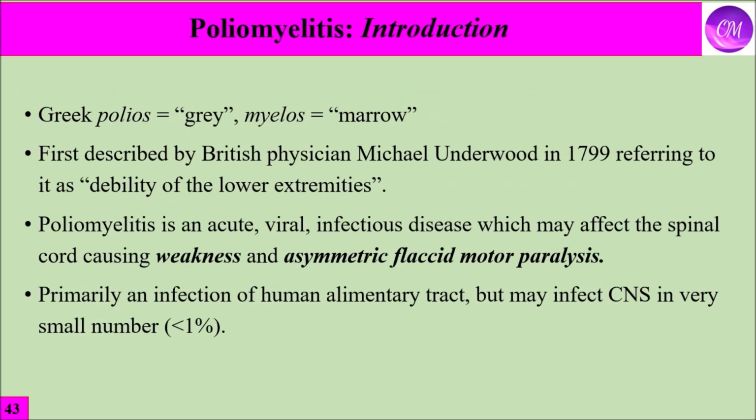Now let's continue with the poliomyelitis, or shortly we call it polio. This term is taken from the Greek, that means the gray marrow. First described by British physician Michael Underwood in 1799, referring to it as debility of the lower extremities. Poliomyelitis is an acute viral infectious disease which may affect the spinal cord, causing weakness and asymmetric flaccid motor paralysis. Primarily an infection of the human alimentary tract, but may infect the central nervous system in a very small number, less than 1%.